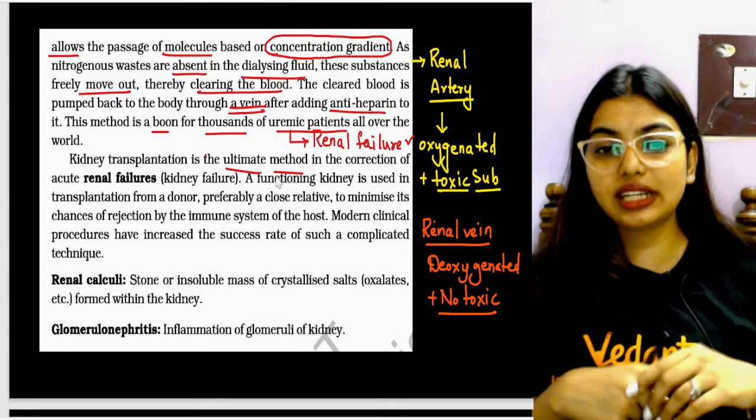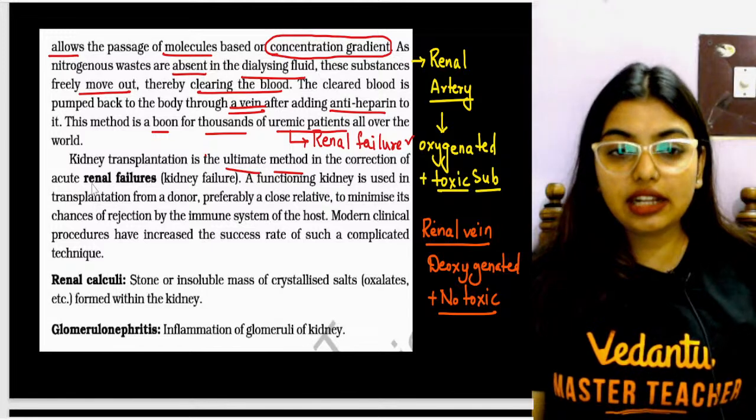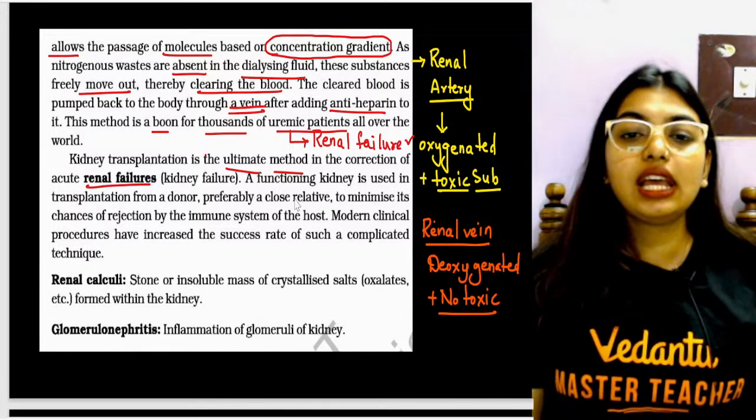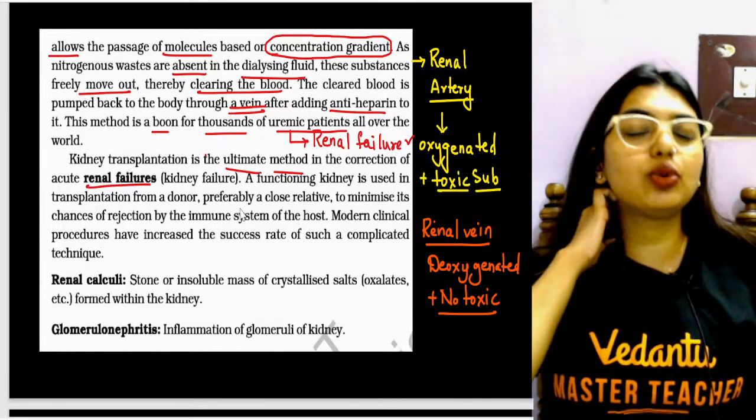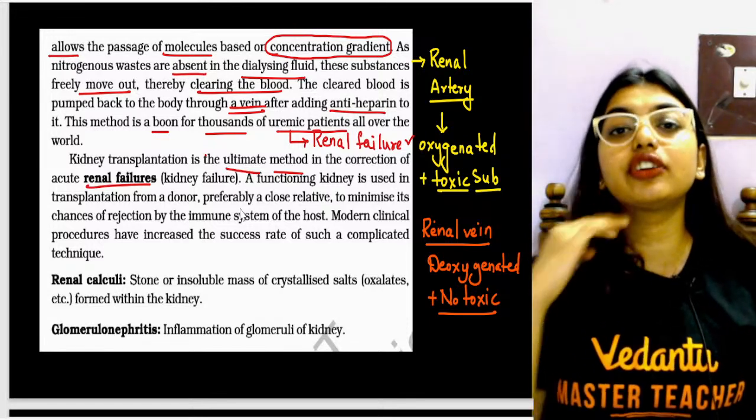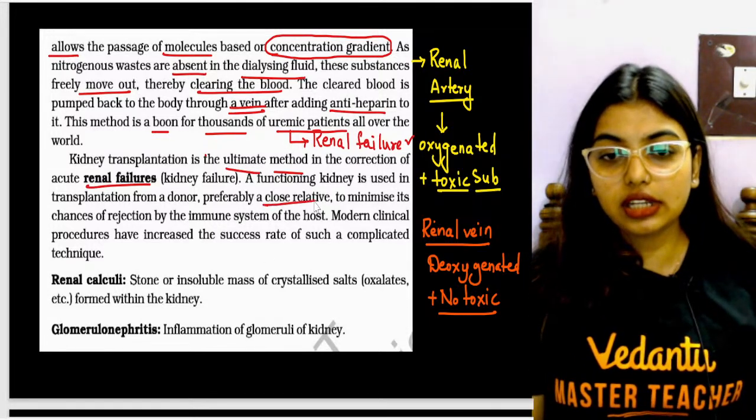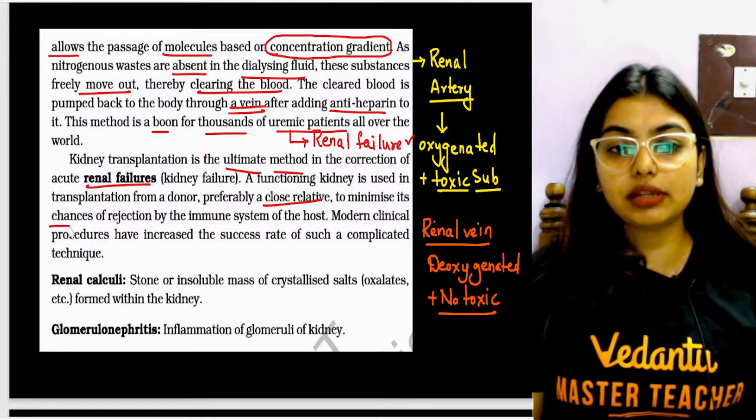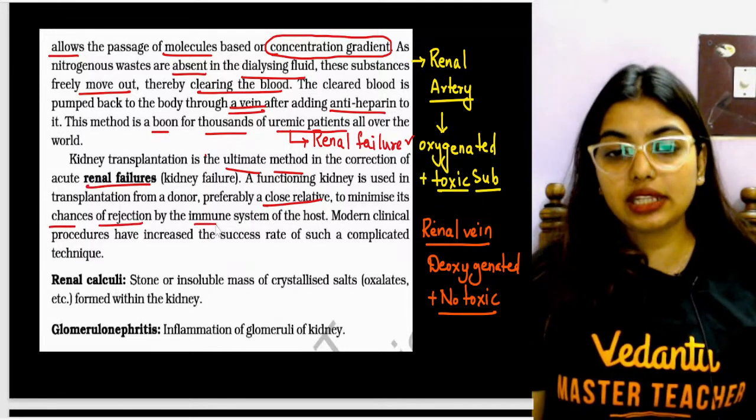Yes, both the kidneys are required. Okay, so students, renal failure: if it happens, you have to take a kidney from a close relative of yours, so that your body does not reject it. Preferably a close relative, to minimize the chances of rejection by the immune system.